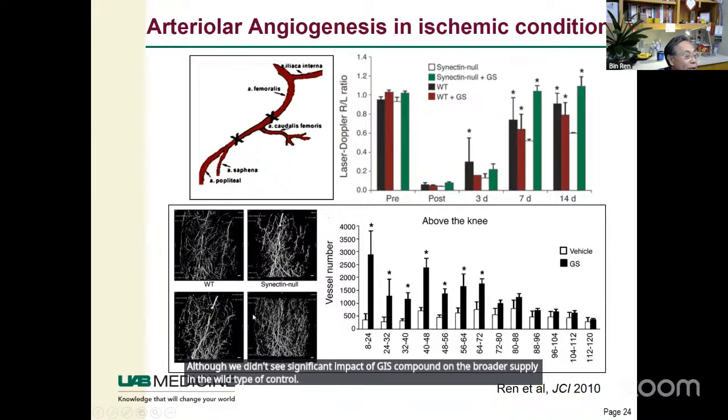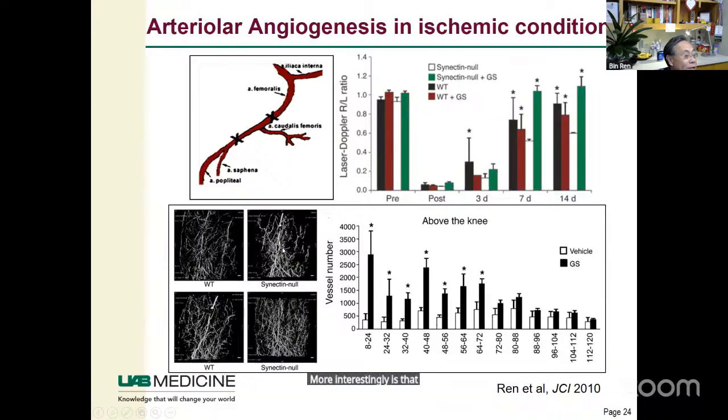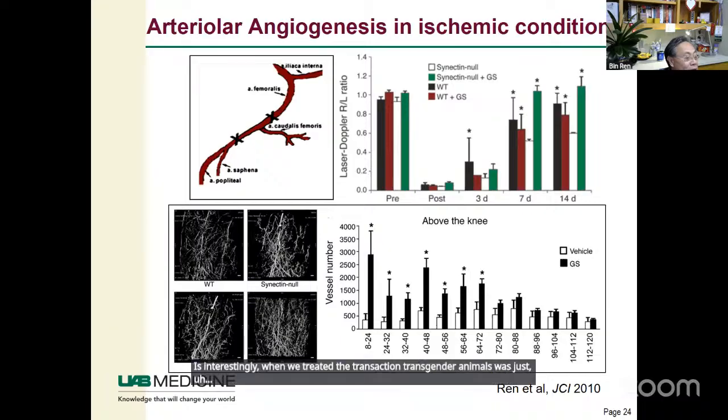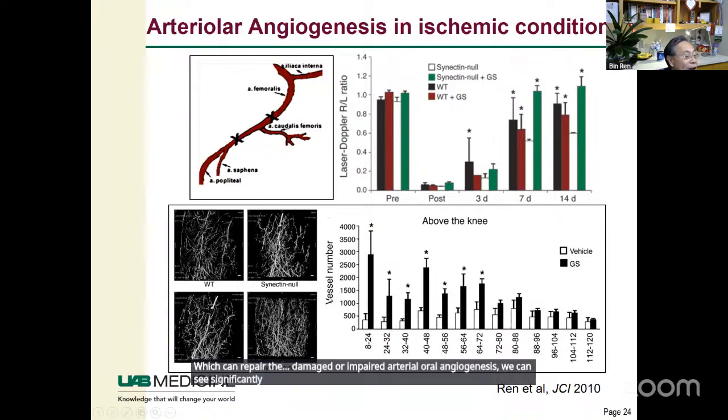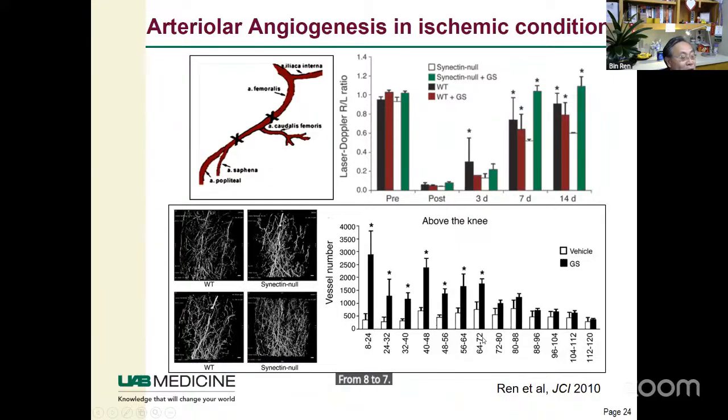More interestingly, if you look at this micro-CT imaging, when we treated the transgenic animals with GS4898, which can repair damaged or impaired arteriolar angiogenesis, we can see a significant increase in the number of small arteries with a diameter from 8 to 72 micrometers.